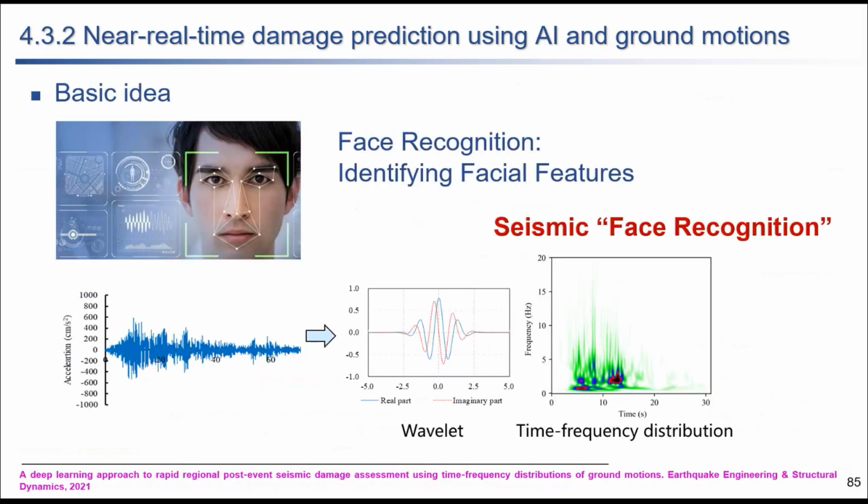We can see that, okay, we have face recognition, where we see the face and we know, okay, this is Professor Horry or someone else. And we can also do a similar thing. We can transform the ground motion to, for example, a wavelet figure or time frequency distribution. So each ground motion has its own wavelet image. So you look at the wavelet image, you know what kind of ground motion you have, and then you can use this technology to predict the structural response. So this is what we do.